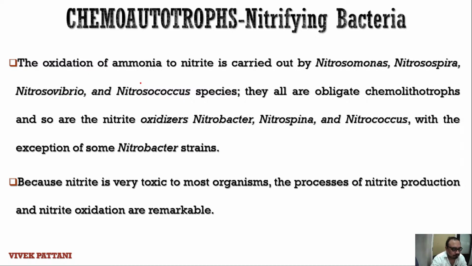Now moving further, the oxidation of ammonia to nitrite is carried out by Nitrosomonas, Nitrosospira, Nitrosovibrio, and Nitrosococcus species, and they are all obligate chemolithotrophs. Also the nitrite oxidizers, Nitrobacter, Nitrospina, and Nitrococcus, with the exception of Nitrobacter strains. Because nitrite is very toxic to most organisms, the processes of nitrite production and nitrite oxidation are remarkable ones.